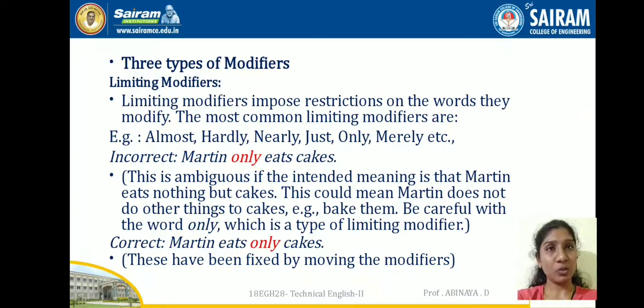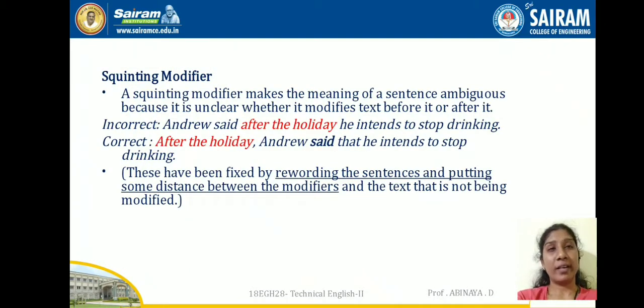Okay, let's go for the second type of modifier, the squinting modifier. Squinting modifiers, most of the time, are a clause or a phrase. A squinting modifier makes the meaning of a sentence ambiguous. The entire sentence meaning itself will be misinterpreted, because it is unclear whether the modifier modifies the text before it or after it. We will get confused whether the modifier is modifying the text, the word, or the phrase before it or after it.